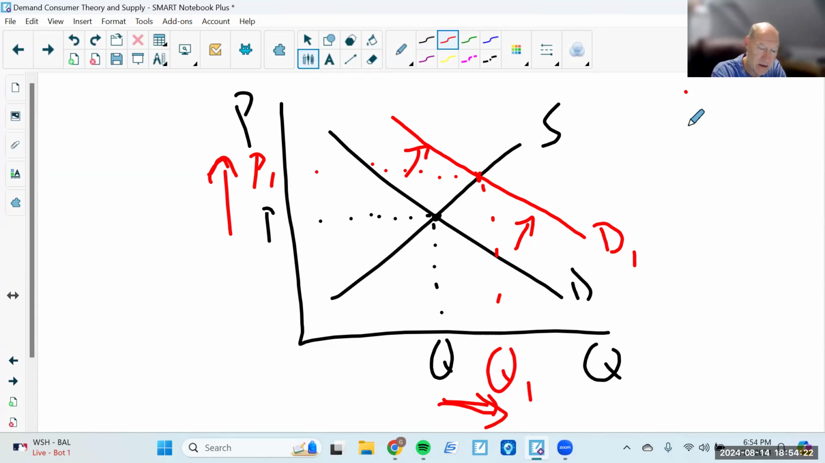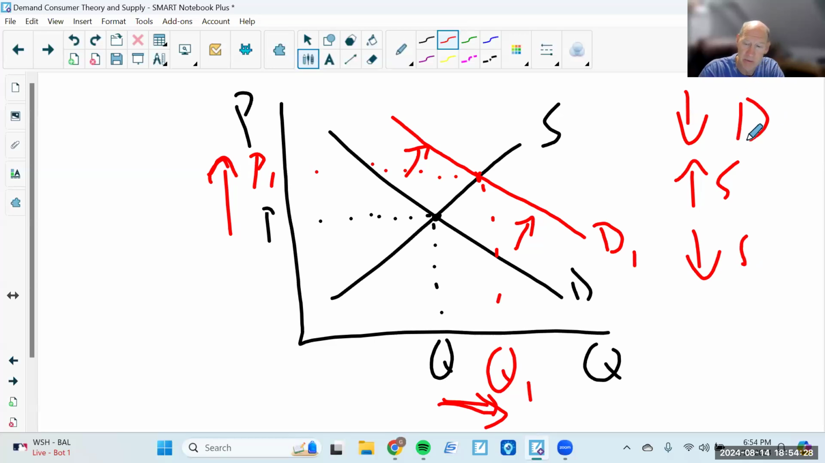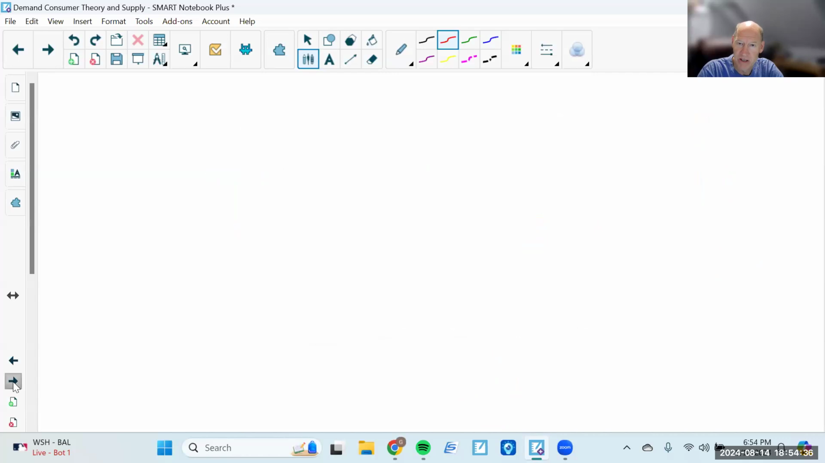Now you can do a decrease in demand, you can do an increase in supply, you can do a decrease in supply. These are 4 different graphs that you should be able to draw, and for each of these you should be able to tell me what happened to price and quantity. What are your questions?